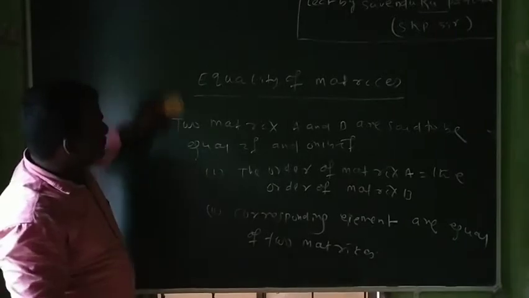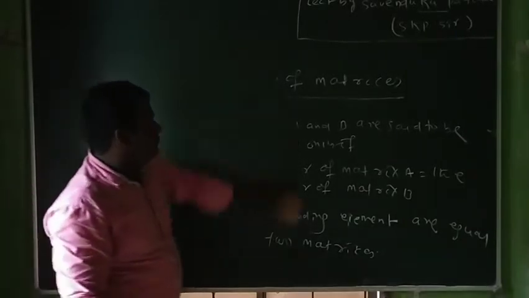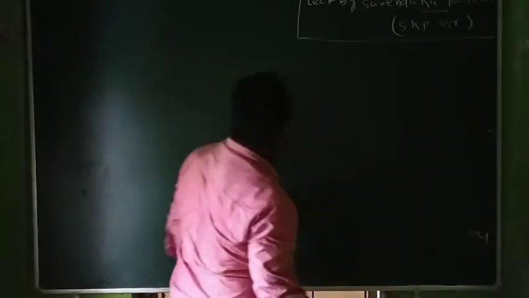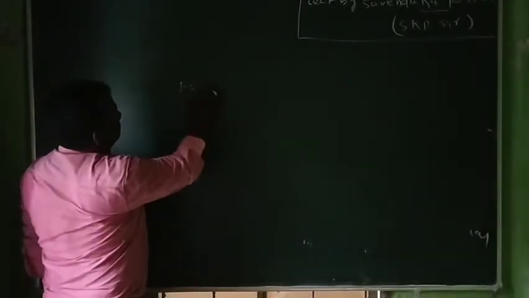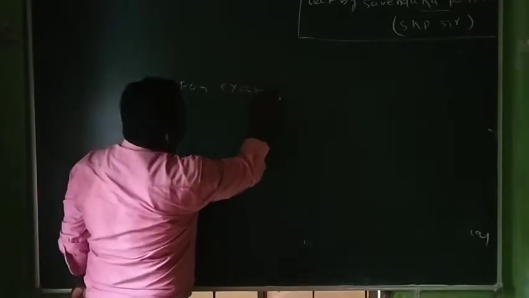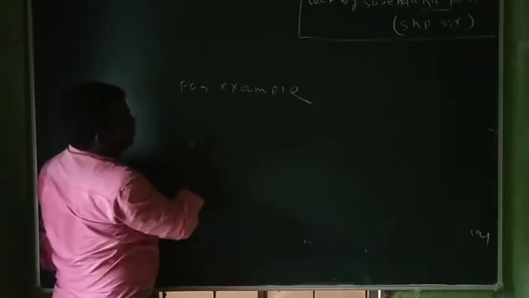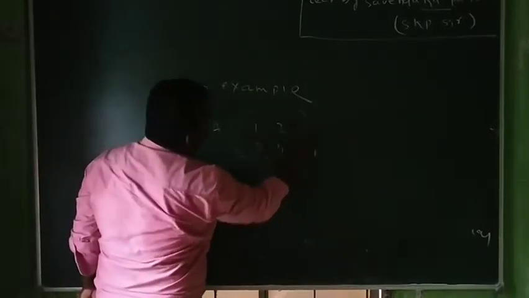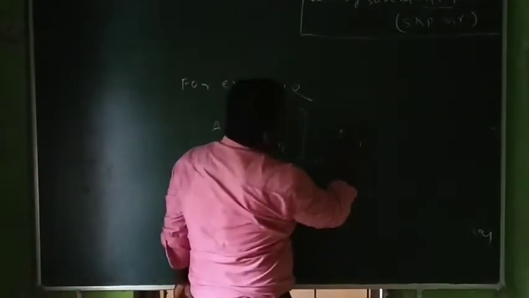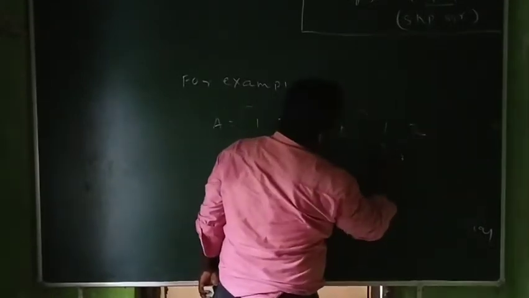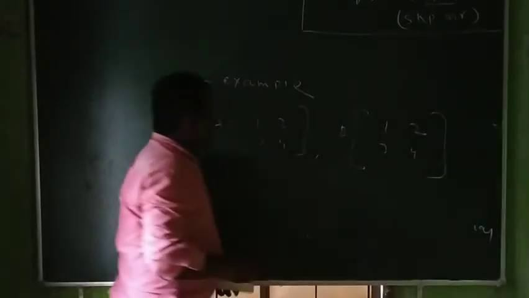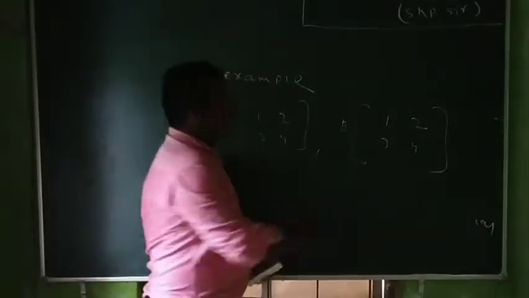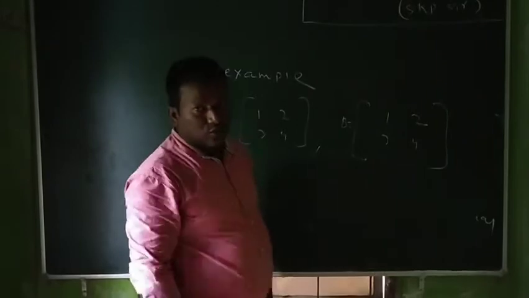For example. Suppose A matrix having the elements 1, 2, 3, 4. Second matrix B having the elements 1, 2, 3, 4.